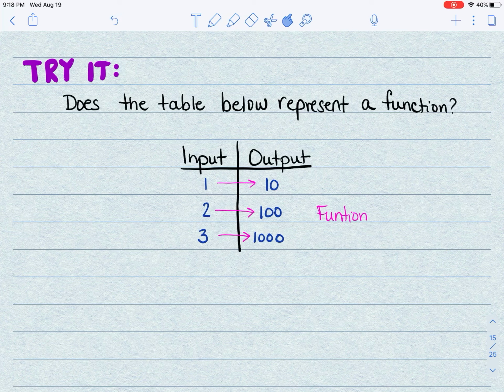And look at that, your teacher has forgotten how to spell function. I spelled function because I think math is fun. Don't you think math is fun? You're saying this lady is weird. All right, so yes, it is a function.